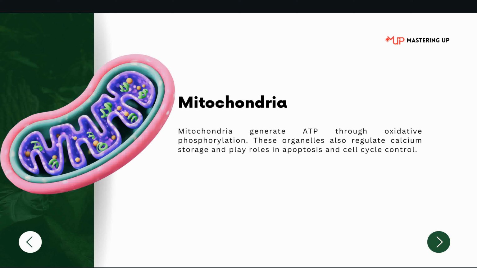Now let's see mitochondria. Mitochondria are often referred to as the powerhouses of the cell, and these organelles are responsible for producing ATP through the process of oxidative phosphorylation, which powers the cellular activities. They also regulate calcium levels and play a role in programmed cell death or apoptosis.